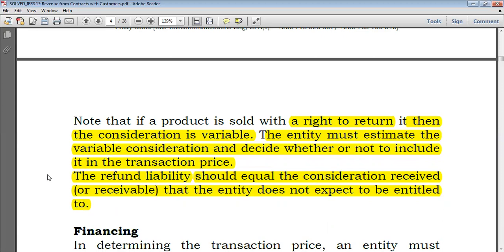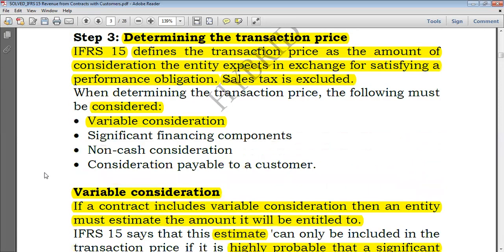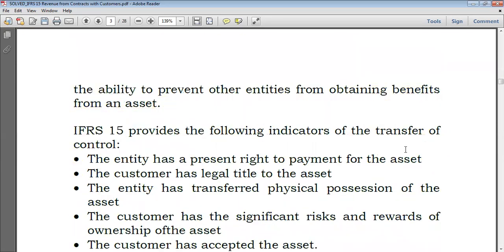So after here, we can just go to an example dealing with variable consideration, and then we'll come and take a look at all these other factors, one after another: significant financing components, non-cash consideration, as well as consideration payable to a customer. So let's go directly to an example.